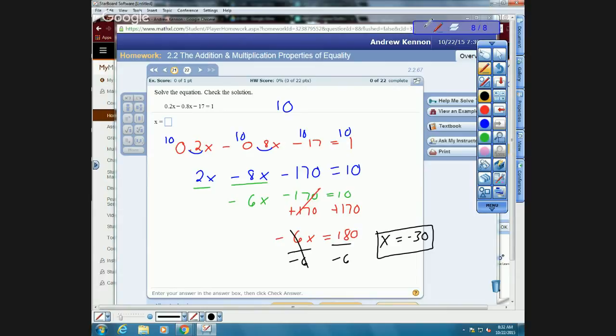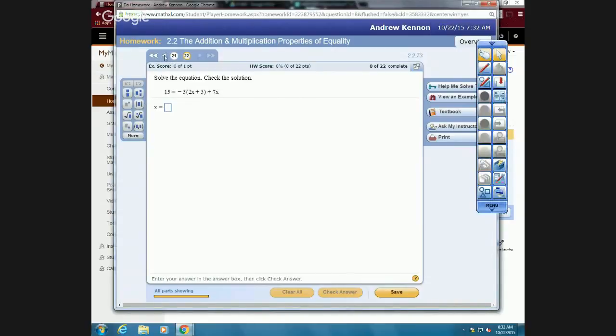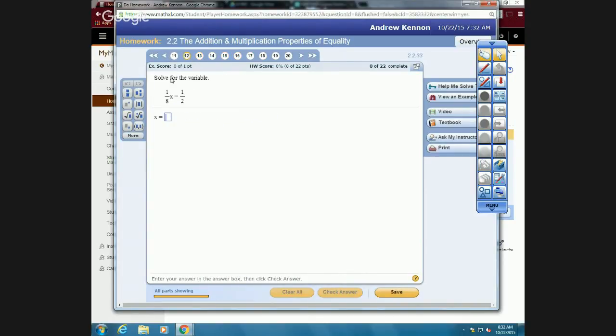All right, so I guess that's it for 2.3. Most of the problems I'm doing, I think, are harder than most of those. Longer, at least. Fraction ones, which are a pain, but just multiply by the LCD and get rid of those fractions so you don't have to look at them.